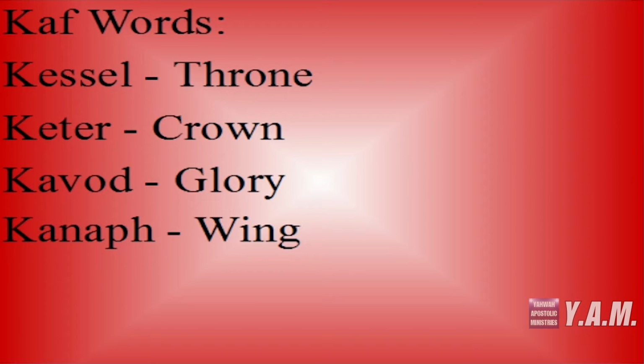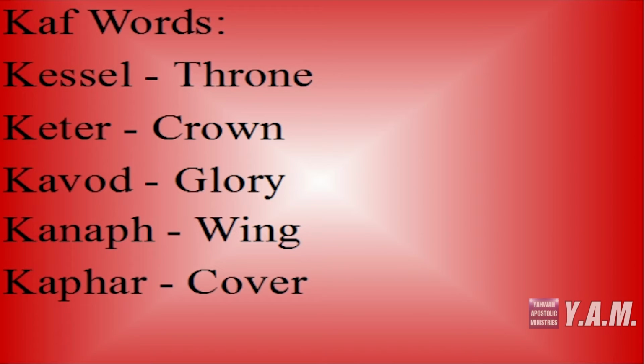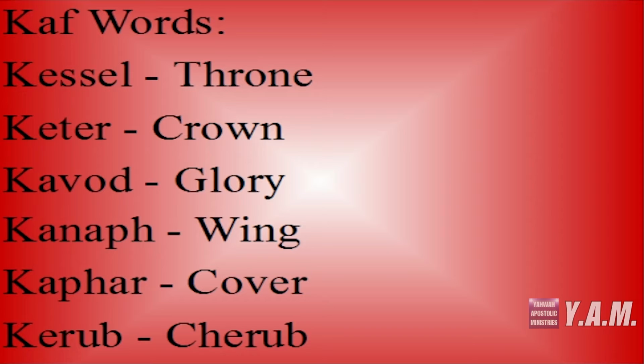Do you see the intertwining of these scriptures, these Hebrew words here? They all begin with kaf: throne, a crown. Yahweh's throne with a crown on his head, the glory of Yahweh. Hallelujah. He covers us by his wings. We're going to look at that in just a second. Kafar, covers. He covers. And the cherubs.